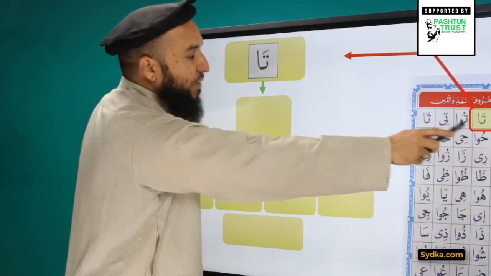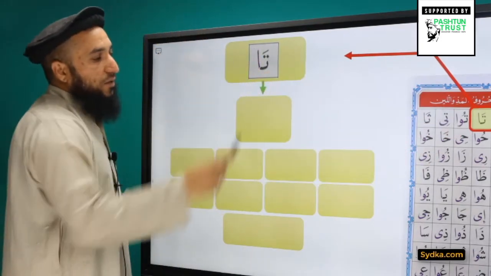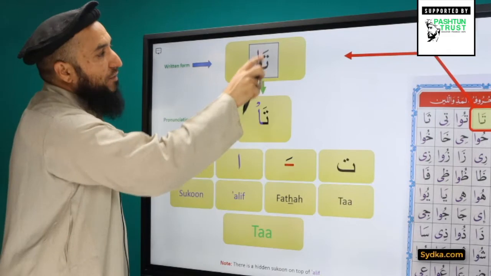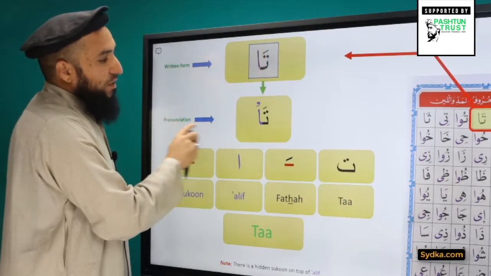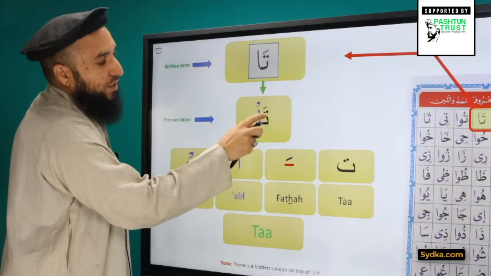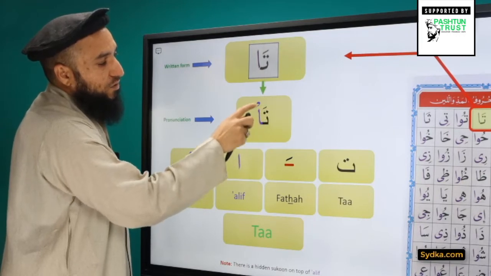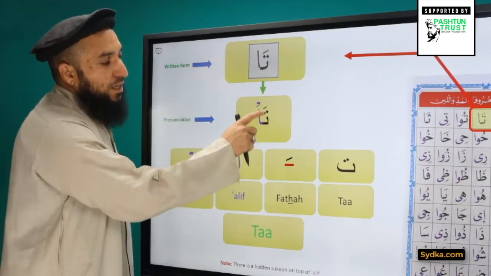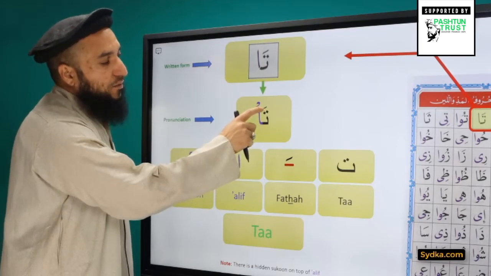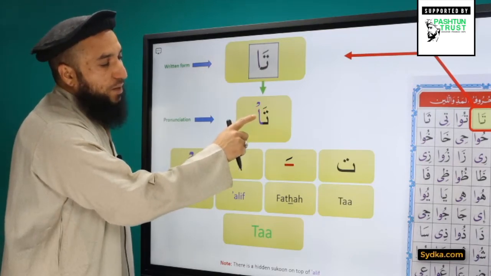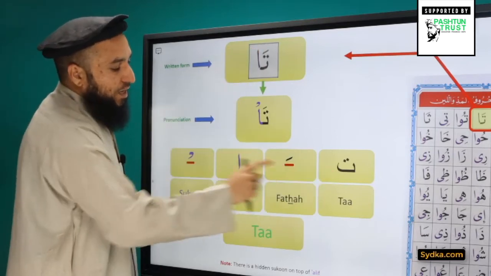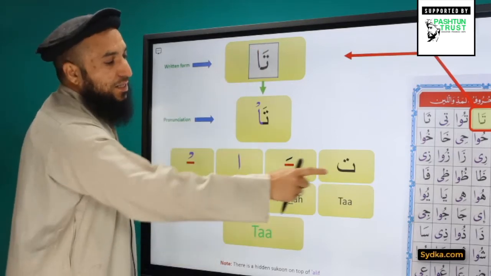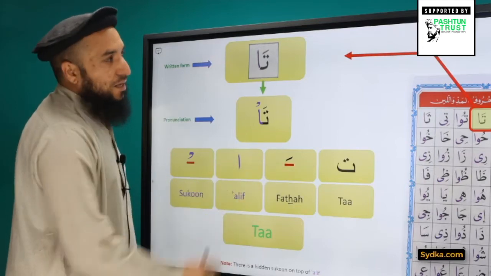The next syllable we have is ta fatha alif sukoon: taa. This is the written form, and its pronunciation is ta fatha alif sukoon, so there's a hidden sukoon here. Ta is a light letter, it has fatha on top of it, and it is followed by alif and a hidden sukoon, and this is how it's pronounced. Ta fatha alif sukoon taa, ta fatha alif sukoon taa.